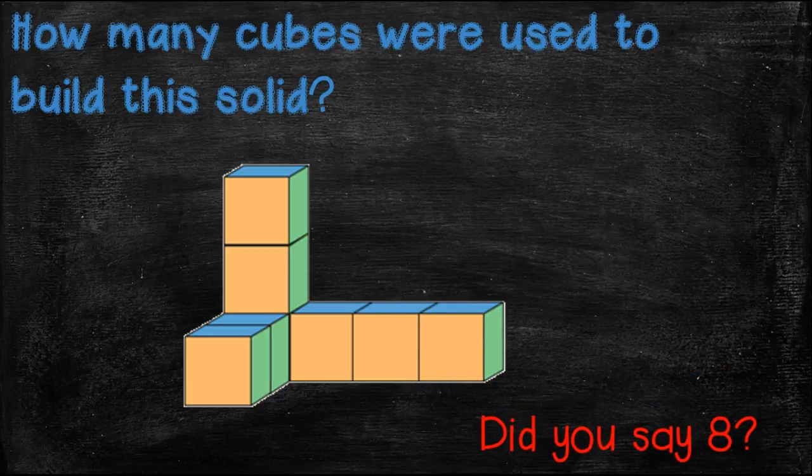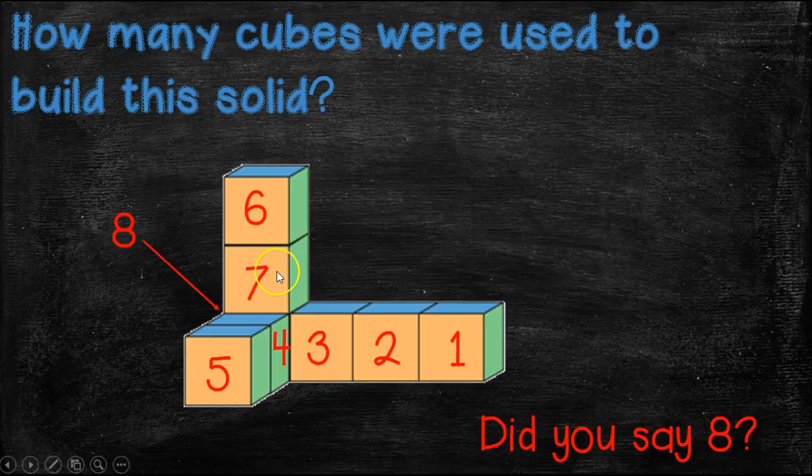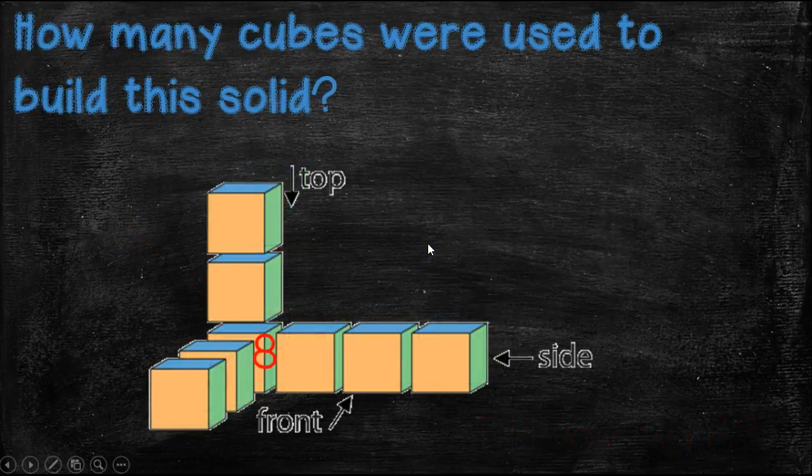Did you say 8? I know, you probably think I've gone crazy, right? Because you probably think there's only 7. Well, let's count them together. 1, 2, 3, 4, 5, 6, 7. But what you forgot is the one below 7 and the one behind 4. That is number 8. This block isn't just sitting on nothing, right? There has to be a hidden block back in here. It all depends on what perspective or what view you look at this geometric solid from. But there are 8 blocks.